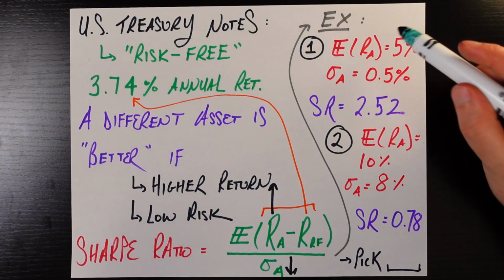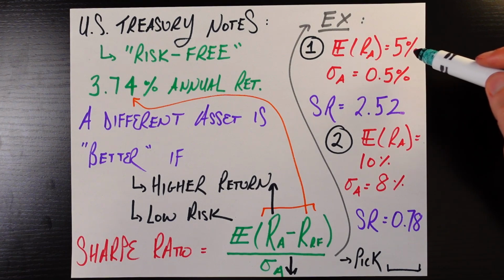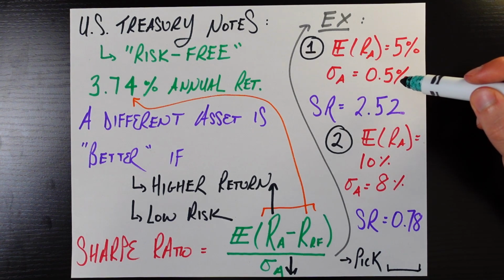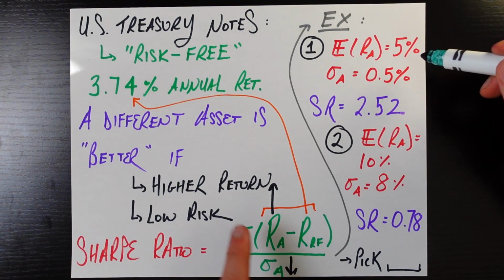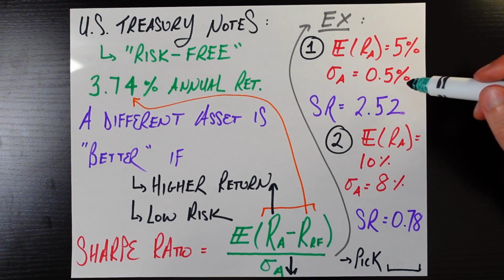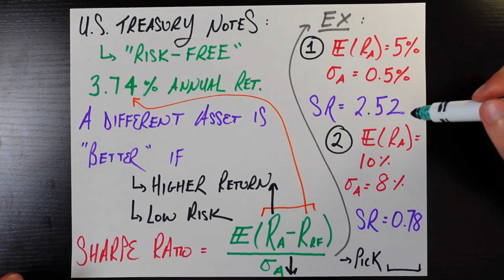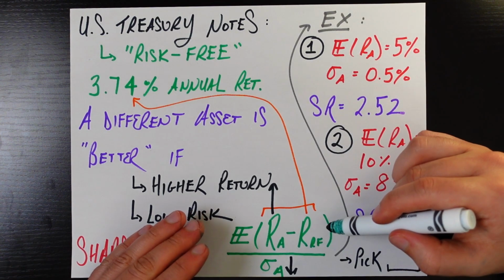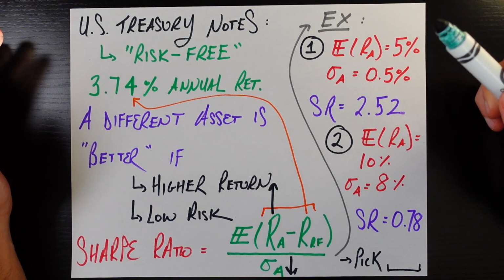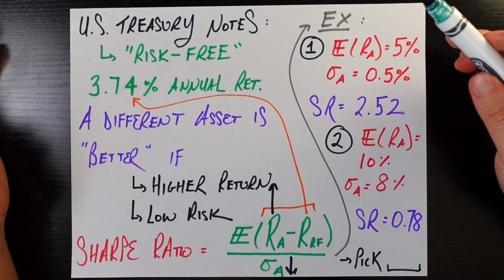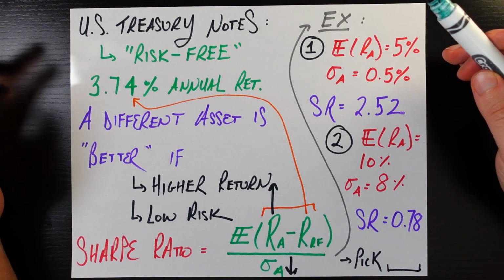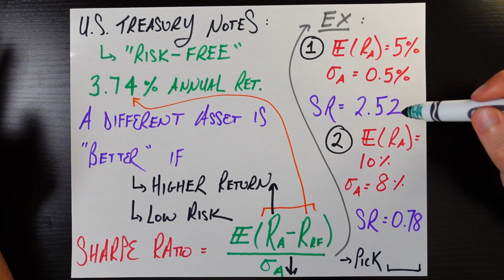Here is case one. Let's say that the expected return you would get from an asset is 5%. Let's say that the standard deviation of the return from that asset is 0.5%. So we would take 5% minus this 3.74% in the numerator, divide by 0.5% in the denominator, and we get a Sharpe ratio of 2.52. Notice here the Sharpe ratio has no units because the numerator is in percent, the denominator is percent, so it just cancels out. Generally speaking, Sharpe ratios between 1 and 2 are considered pretty good. Sharpe ratios between 2 and 3 are considered very good, and Sharpe ratios above 3 are generally considered amazing. So in this case, this is a very, very good Sharpe ratio.